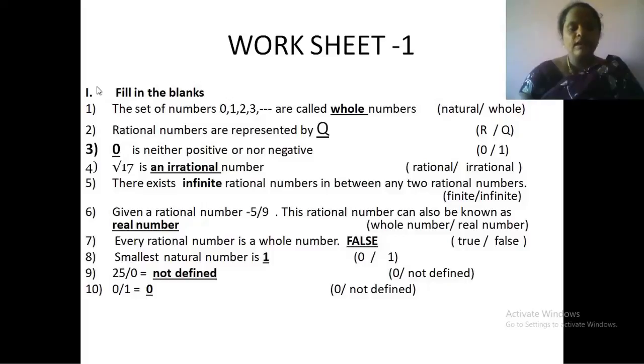Eighth one, smallest natural number is dash, it is 1. Ninth one, 25/0 is dash. Already we have discussed in the last video, division with 0 is not defined. Such numbers do not exist, so the answer is not defined. Tenth one, 0/1 is dash. Answer is 0. 0 by any number is 0.